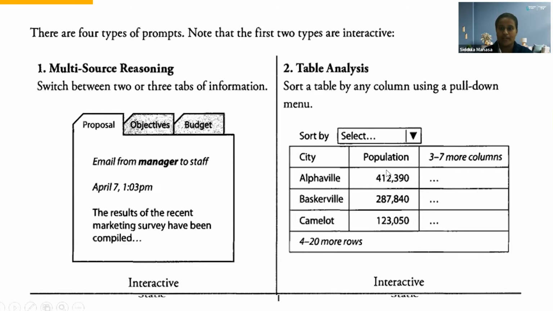Why is this required? Basically because most of the questions in table analysis depend upon sorting. Probably he might ask what the difference is between the highest value of a particular category and the lowest value of that category, or what the median value of this particular category is, something such as that. In those cases you will need to have the sorted data.